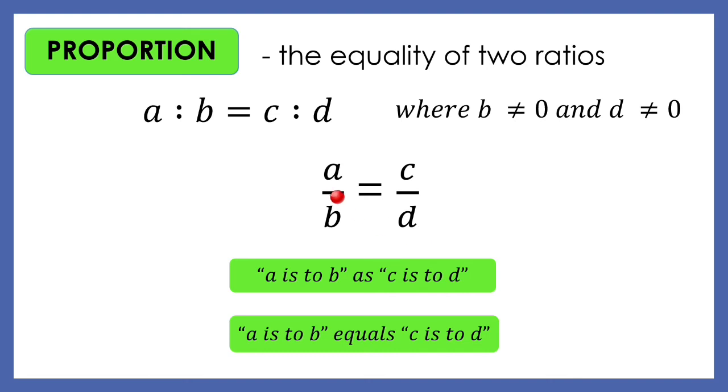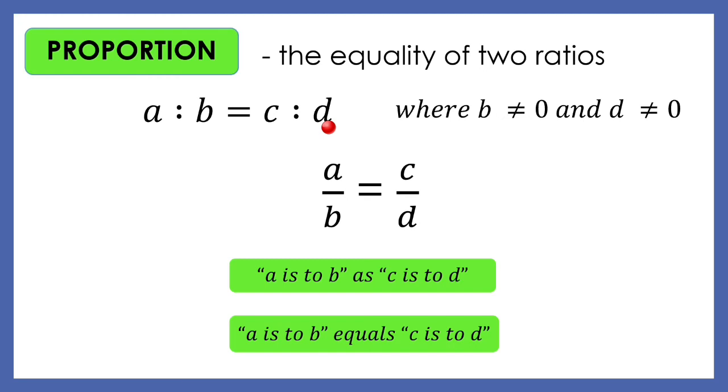Our variable A is called the first term. Our B is called the second term. The variable C is called the third term. And the variable D is called the fourth term. Here in our column form, A is the first term, B is the second term, C is the third term, and D is the fourth term.